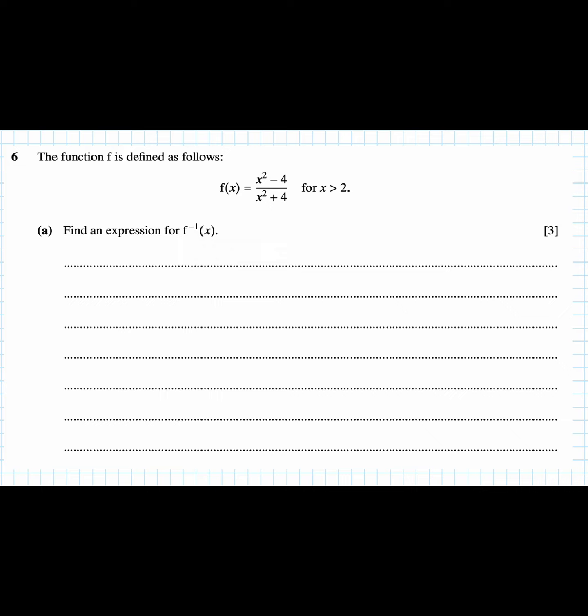Question 6. We are dealing with functions. So we have a rational function, and our domain is x is greater than 2, and we need to find the inverse. So again, instead of f(x), you can revert it to y, same thing really, and start doing what you've got to do with this question. So we're multiplying across x squared plus 4 from the denominator. Then we're going to multiply out the brackets, expand.